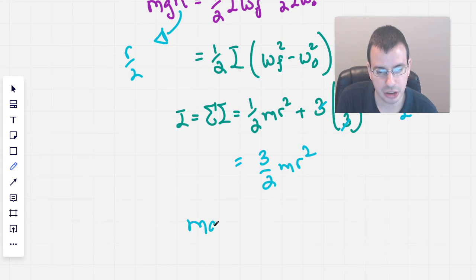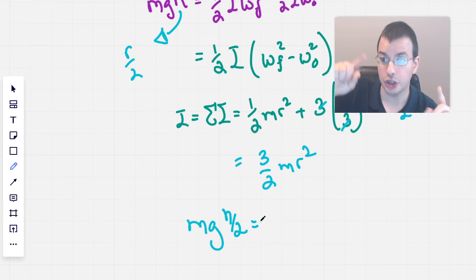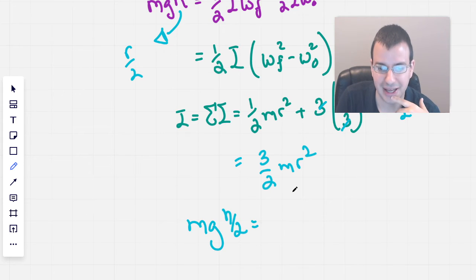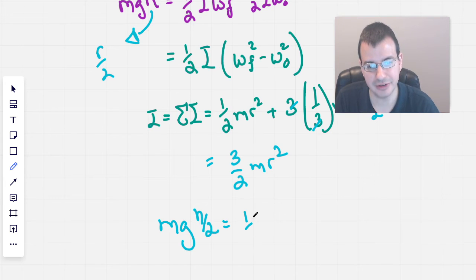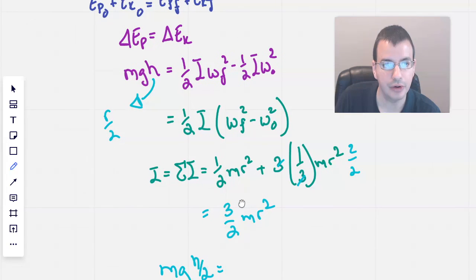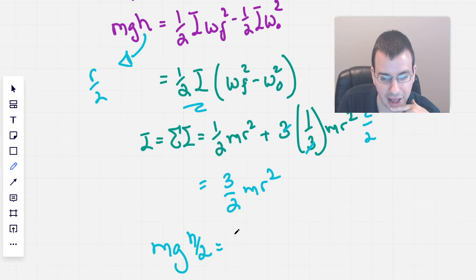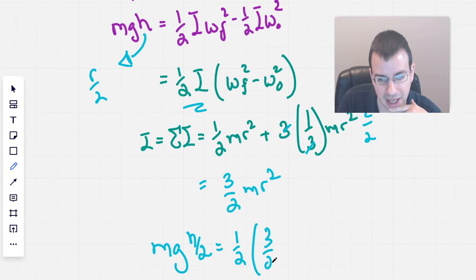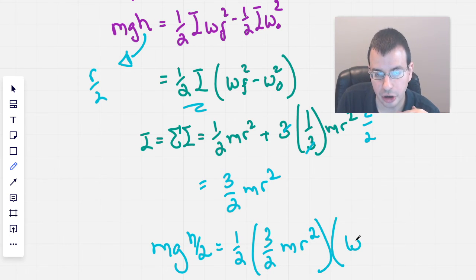So rewrite everything. So we have mg h over 2. And m is the mass of each of the individual bars plus the circle loop. Not together, but each individual. There's a total of 4 masses involved. So we have 3 halves. Look up here, this is the equation we're looking at. So we have 1/2 times 3 halves mr squared times final omega squared minus initial omega squared.